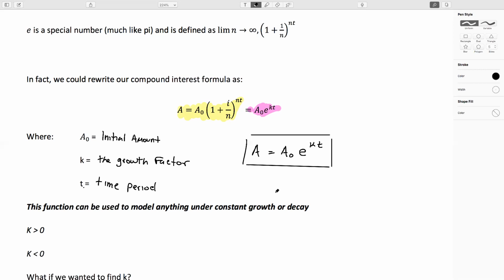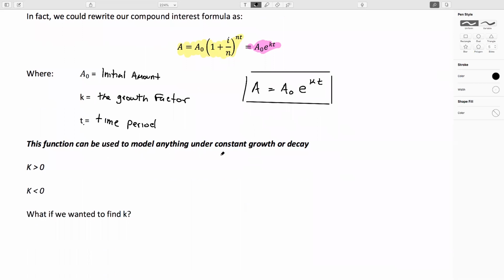All right. The function can be used to model anything under constant growth or decay. K greater than 0 is going to be the situation where we have exponential growth, while K less than 0 is going to be the situation where we have exponential decay.